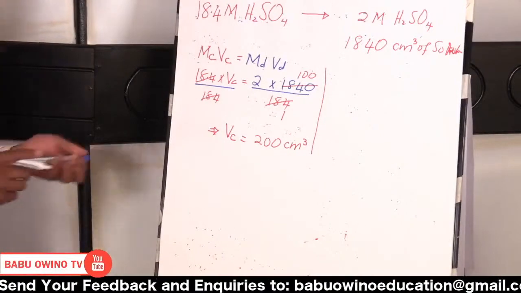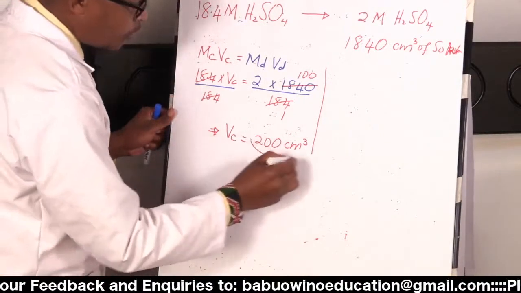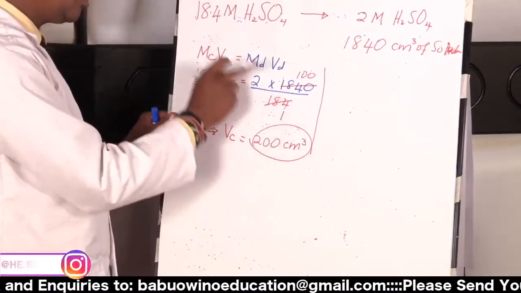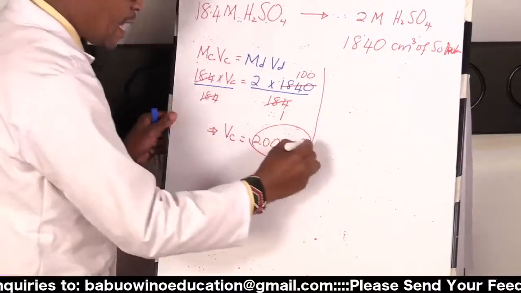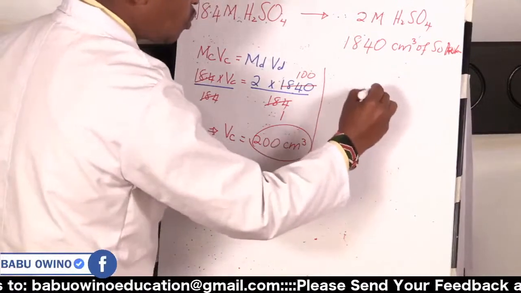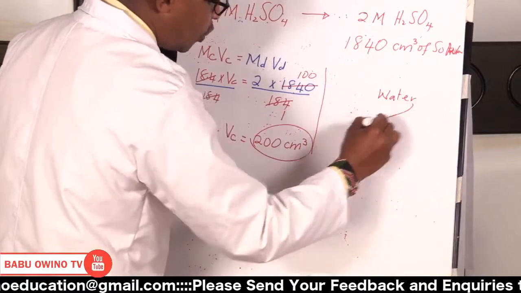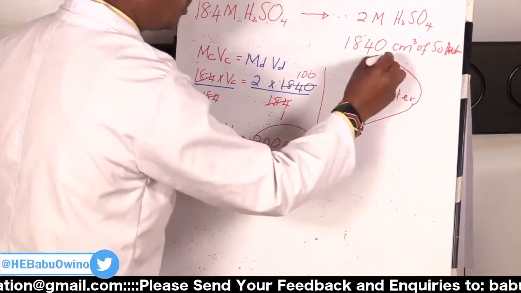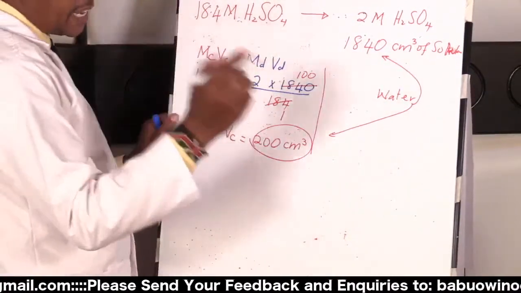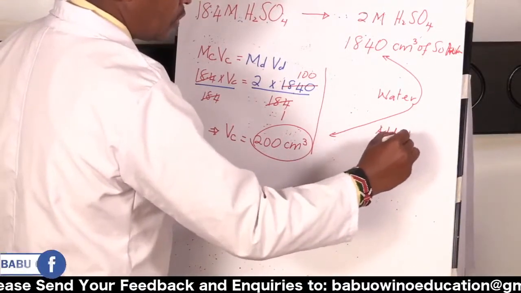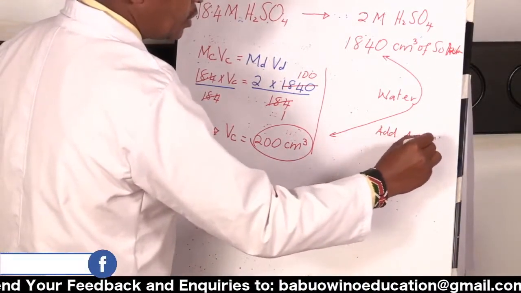What is the implication here? Implication is that you fetch 200 centimeters cubic of this acid, and then you add water to it up to the point you will get that. But remember again, we add acid to water.